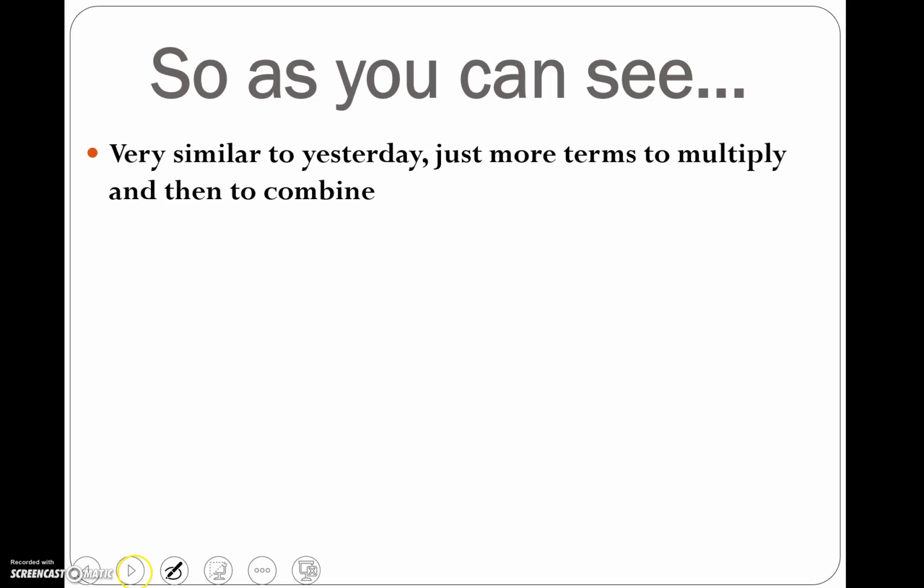So as you can see, this method is going to be very similar. You can multiply and combine your like terms. You can do it through the box method, or you can continue distributing, whichever method you find is the best for you.